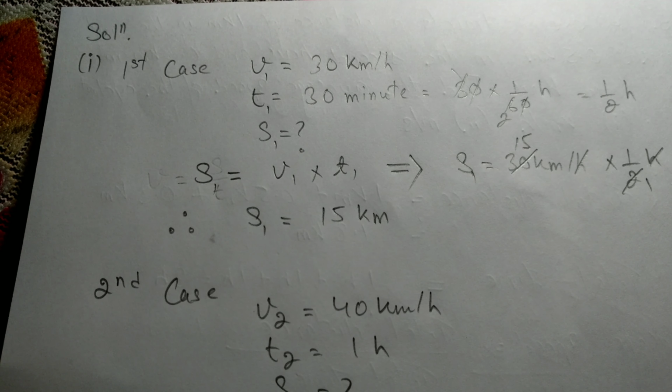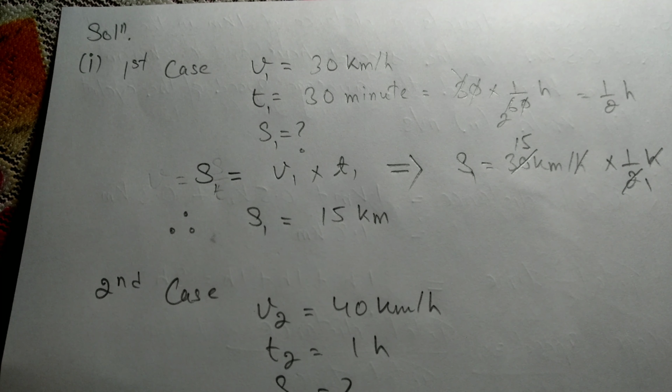Because I'm supposed to find the total distance, so the first distance I'm getting as s equals v1 into t1, which is 30 km per hour multiplied by half hour, which is 15 km. I hope you have understood the cancellation and then multiplication.